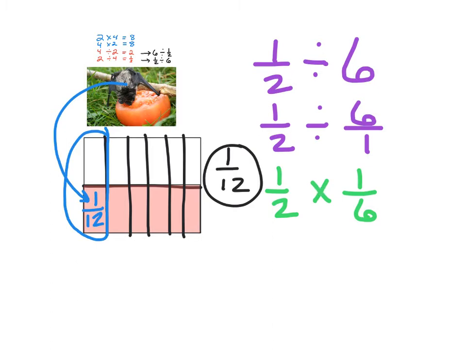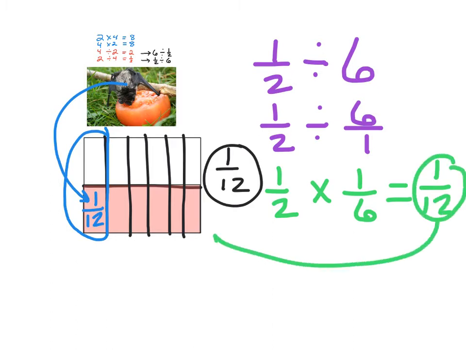And then with multiplying fractions, you just multiply your numerators and you multiply your denominators. So I'm going to get 1 times 1 is going to give me 1. And 2 times 6 will give me 12. And voila, my friend, look at that. That agrees with our mathematical model right there, which is beautiful, my friend.